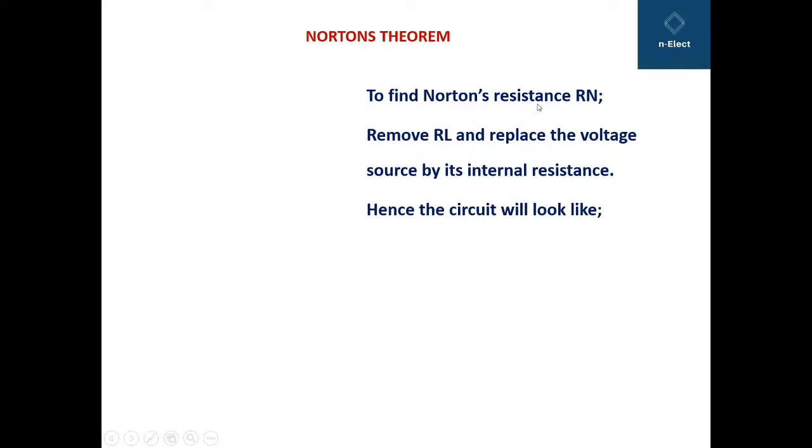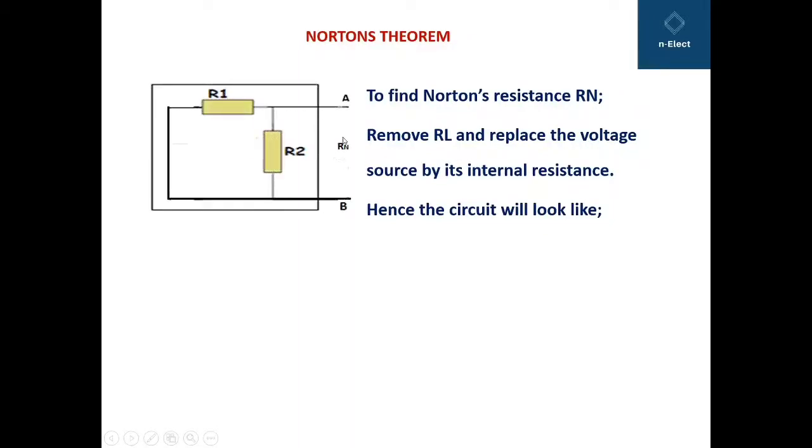Now to find Norton's resistance Rn. Here again the same procedure we will have to adopt, that is, remove RL and replace the voltage source by its internal resistance. Hence the circuit will look like this. Here RL is removed, so these points will be open, and the voltage source which was there we have replaced by its internal resistance. Since it had zero internal resistance, we have connected these points directly, and hence the circuit will look like this.